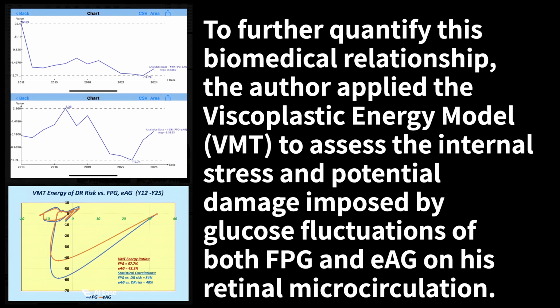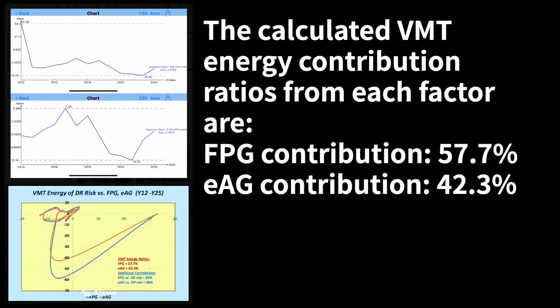To further quantify this biomedical relationship, the author applied the viscoplastic energy model, VMT, to assess the internal stress and potential damage imposed by glucose fluctuations of both FPG and eAG on his retinal microcirculation. The calculated VMT energy contribution ratios from each factor are: FPG contribution, 52.41%, eAG contribution, 47.59%.